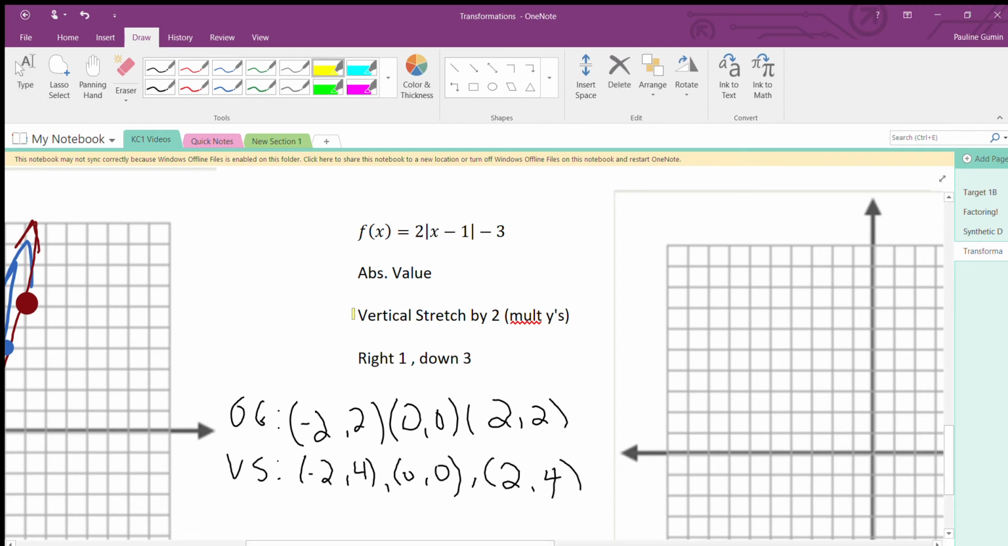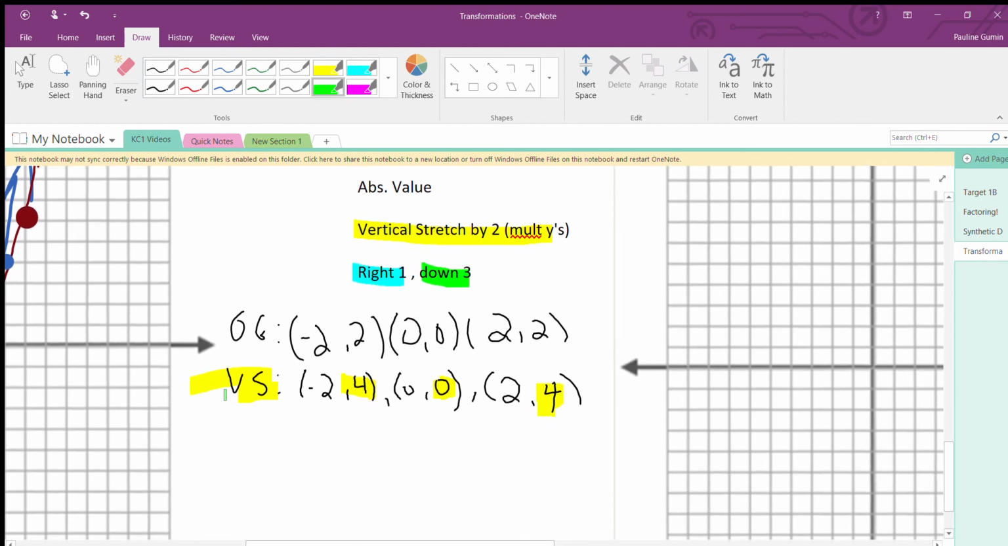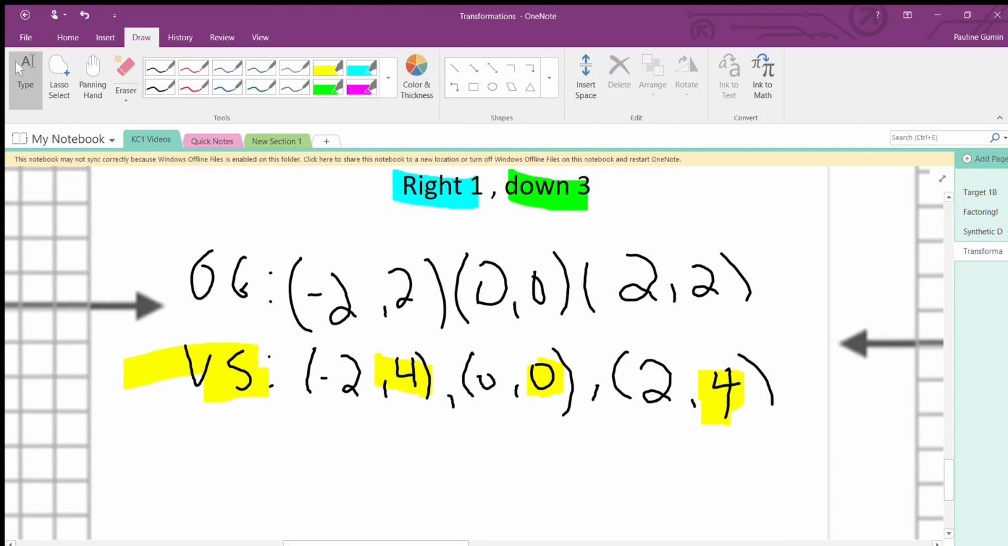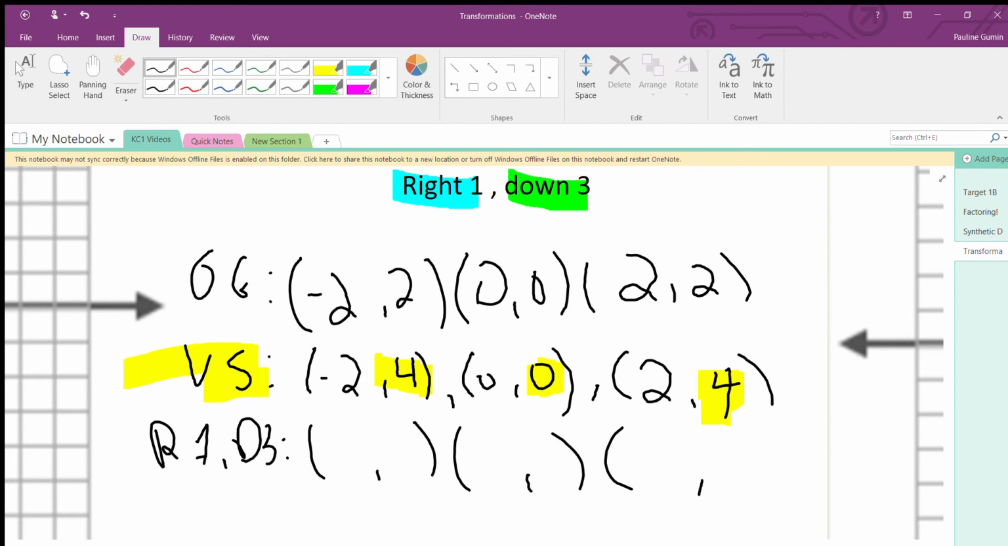Color coding. Vertical stretch, a vertical stretch, and I just did my y's. Then, of course, right 1, down 3. I'm going to do that at the same time. I'm going to zoom in a little better to make my handwriting clearer. Right 1, down 3. I'm going to do them at the same time because why not? They're just adding and subtracting.